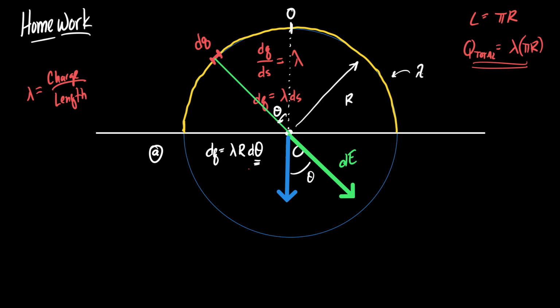Any questions? All right, portion B. Indicate on the diagram above the direction of the electric field at point O. I've already done that. I think it's going to be along the blue arrow. Is that all okay with you guys?